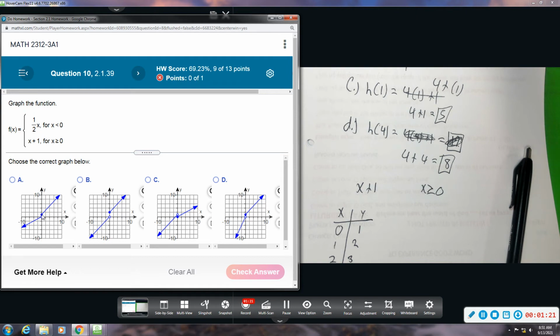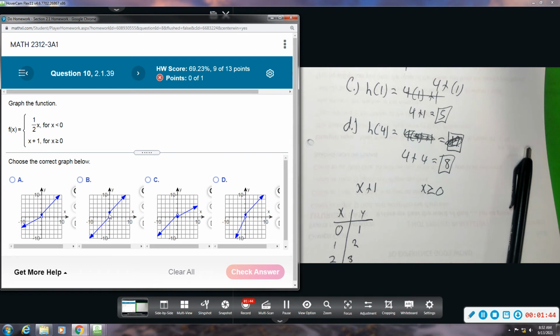Now if I try the next point, I go over 1, 2. Let's see. 2, 4, 6, 8. This is also counted by 2s. So if I go over 1, halfway between, I should be at 2. That matches. And then if I go to 2, I should be at 3. So this first graph matches just the first part.